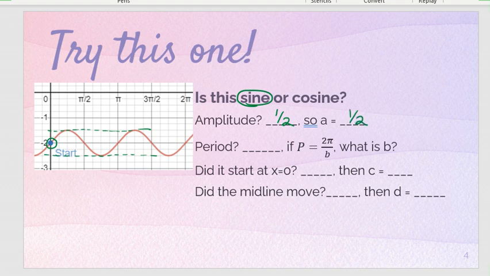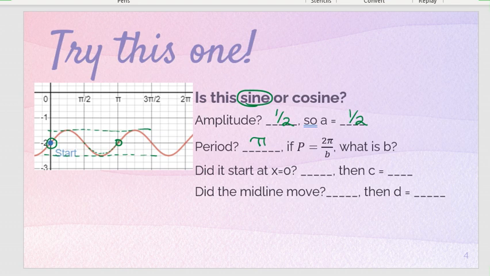So A is either a half or negative a half. Okay, let's see if this sine opens up in a positive direction first. It does, so A is positive. The period: how long does it take to get back to that midline? Now be careful, this is not back to the midline yet. I know it crosses the midline, but it has to come back to the midline because it's got to get those negative numbers in as well. All right, so the full period is pi.